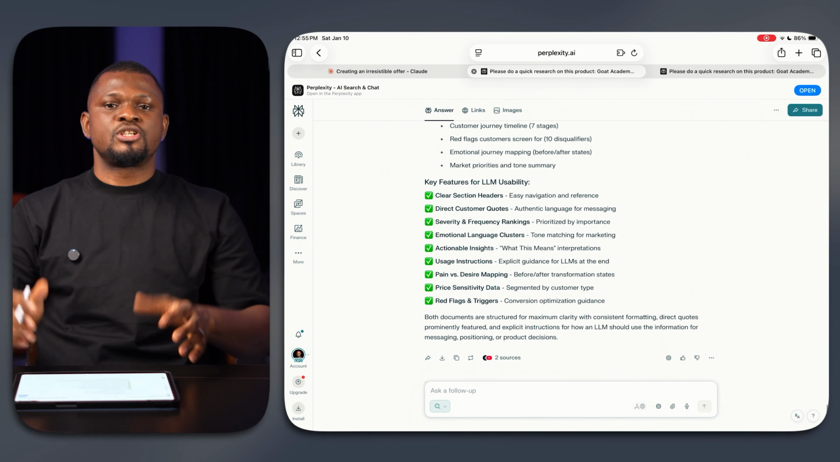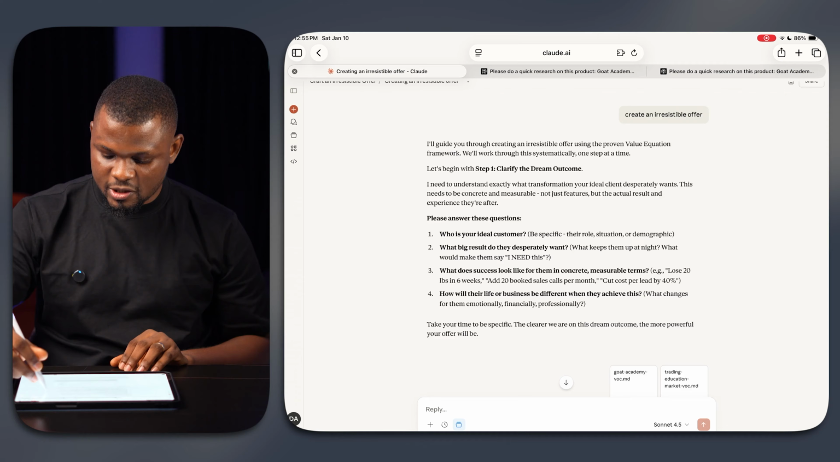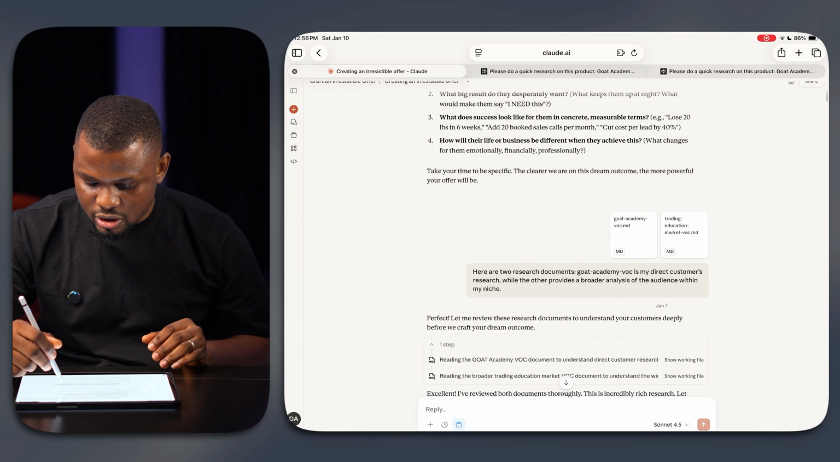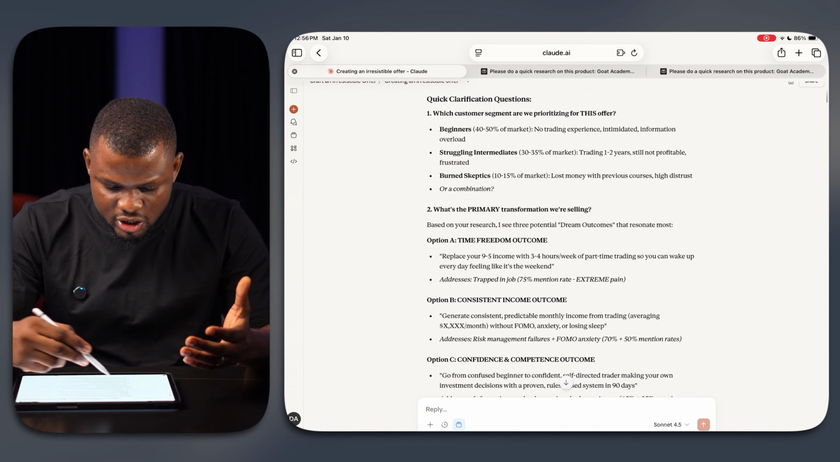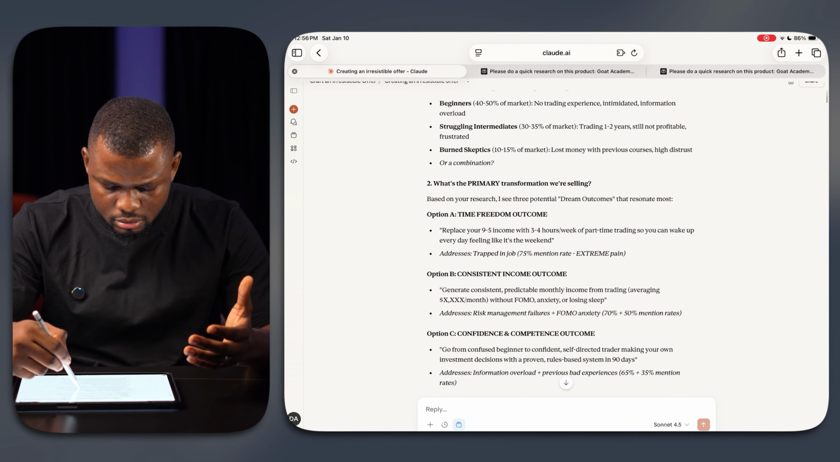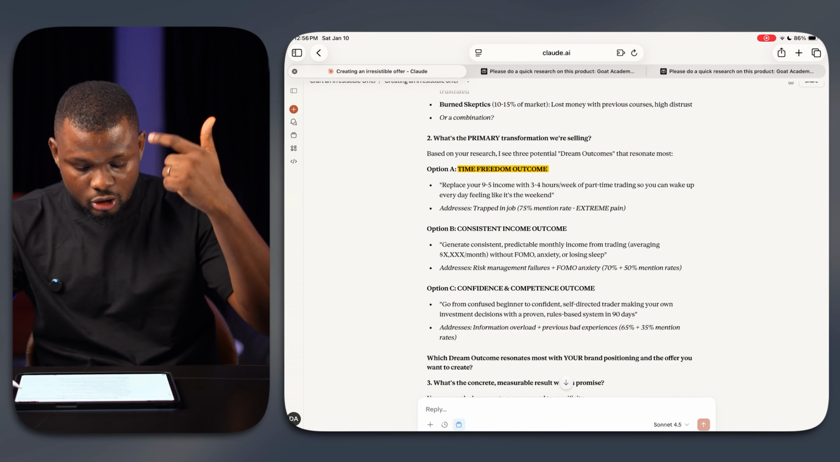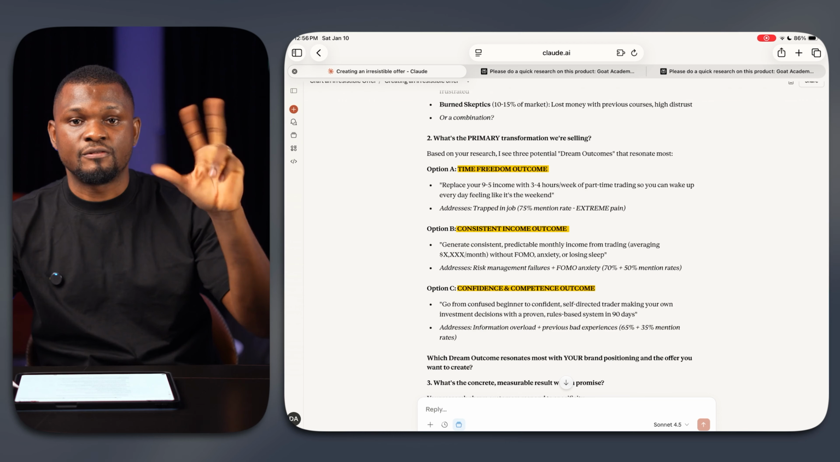Now, once that information is gathered, what you want to do is go back to the AI tool and just plug it in. You can see, the first one is Goat Academy, and the second one is Trading Education Market, VOC. And from there, it was able to get out all of this information. The primary transformation that they're looking for is time freedom, consistent income, and confidence and competence. Those are the three outcomes they're looking for.